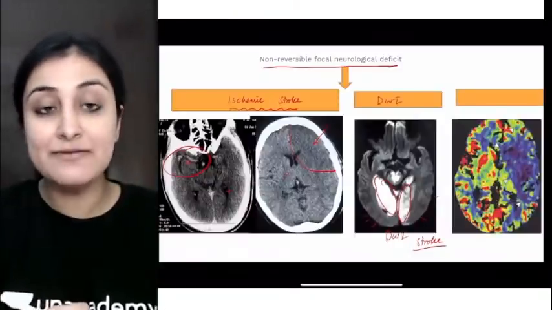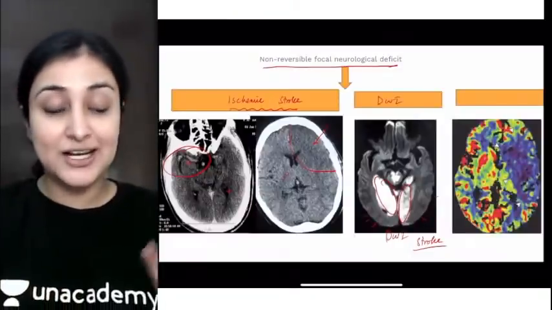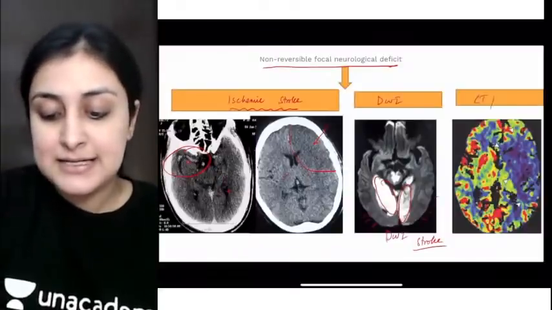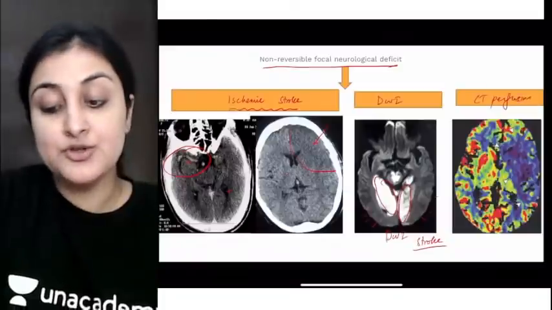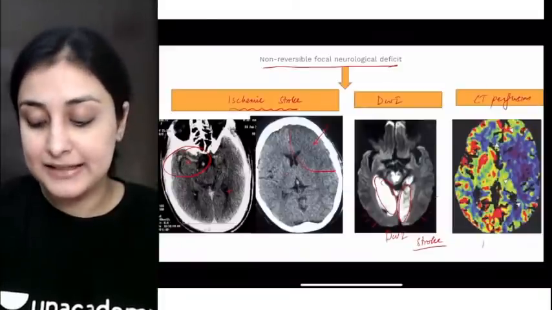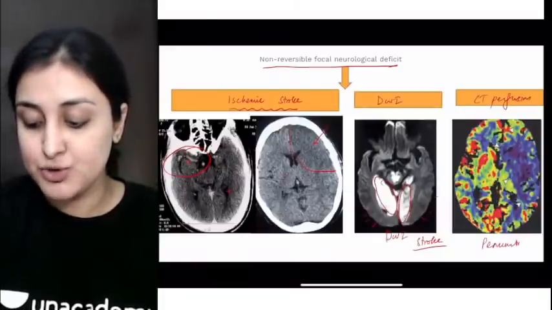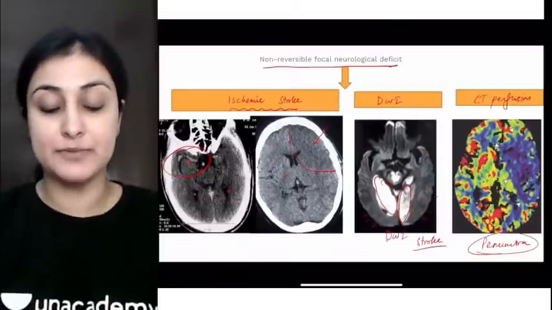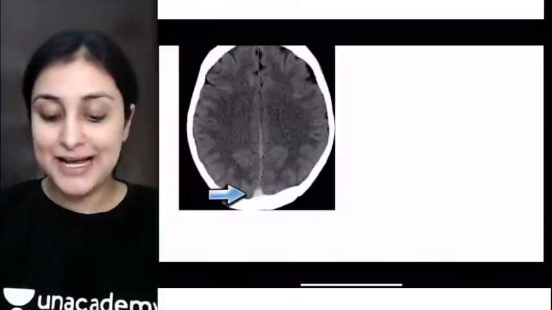And what is this investigation? When color suddenly comes into the black and white world, this is CT perfusion. So if they ask what will you do to see penumbra, they won't ask for the details, but if they ask what you will do to see penumbra, you'll say CT perfusion. Okay, are all of these modalities clear?